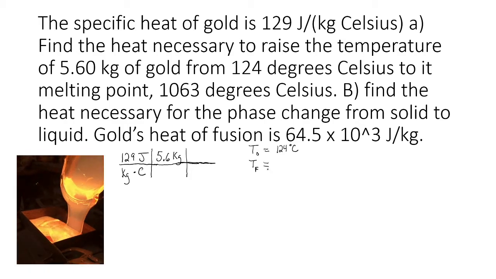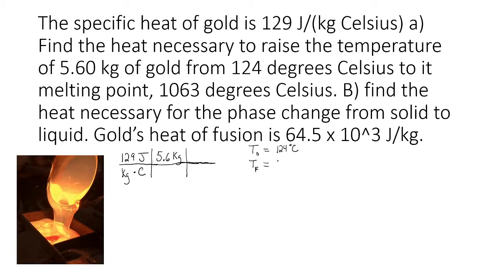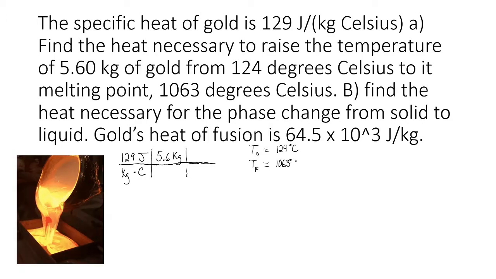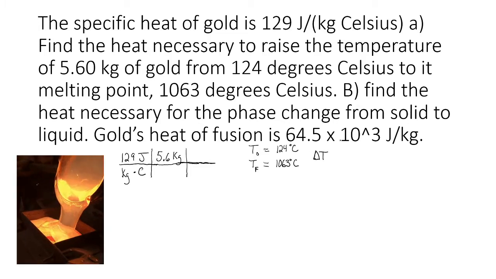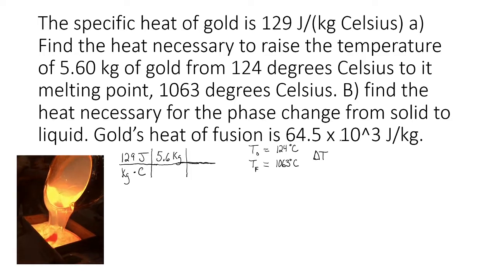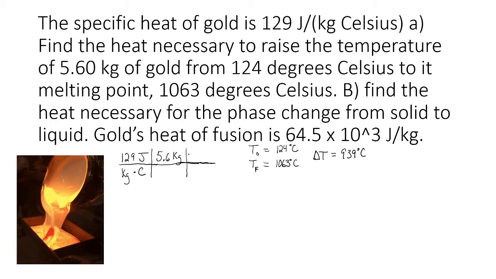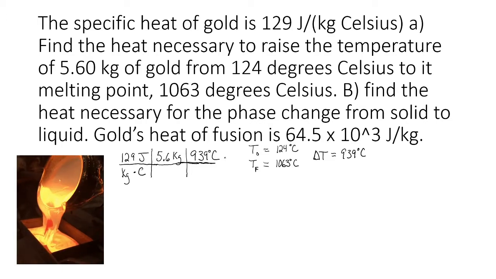because remember, the fiducial point of the boiling point of water is 100 degrees Celsius. So it's above that. And we have to raise that all the way to about 10 times the boiling point of water, up to 1063 degrees Celsius. So find the change in temperature: we take the final minus the initial. So we take 1063 minus 124 to get 939 degrees Celsius as the change in temperature. That's what we'd like to put into our unit analysis.